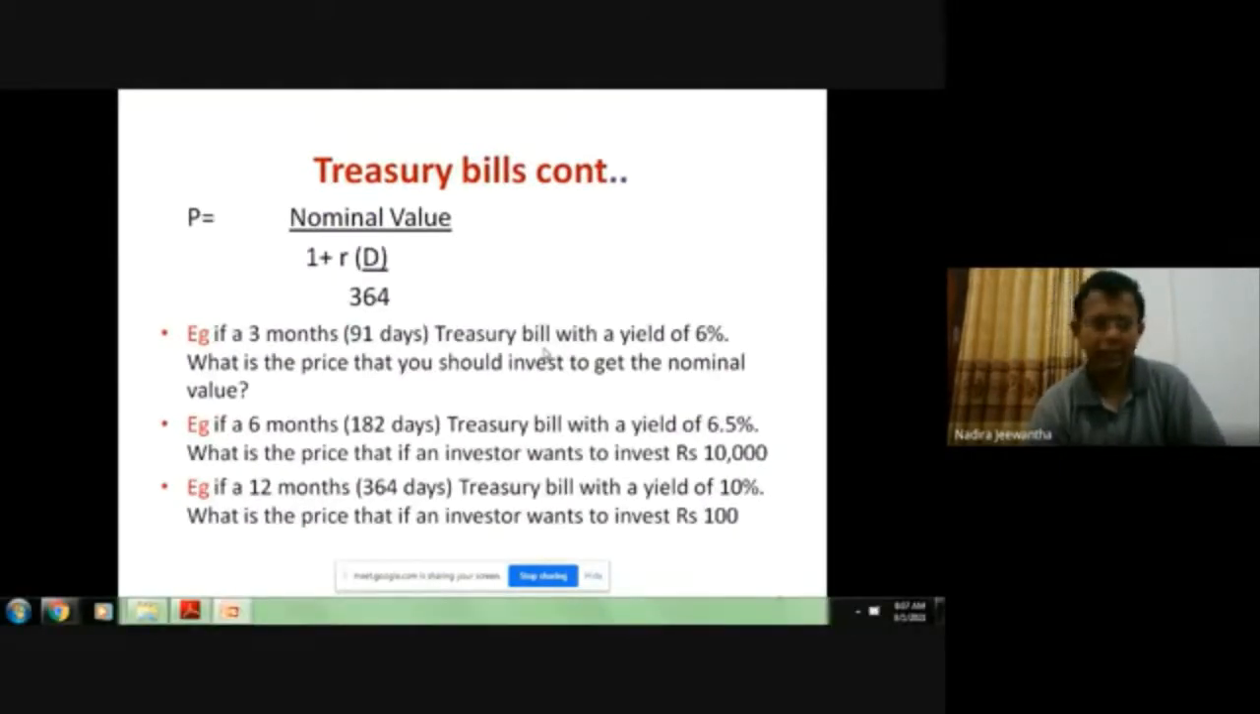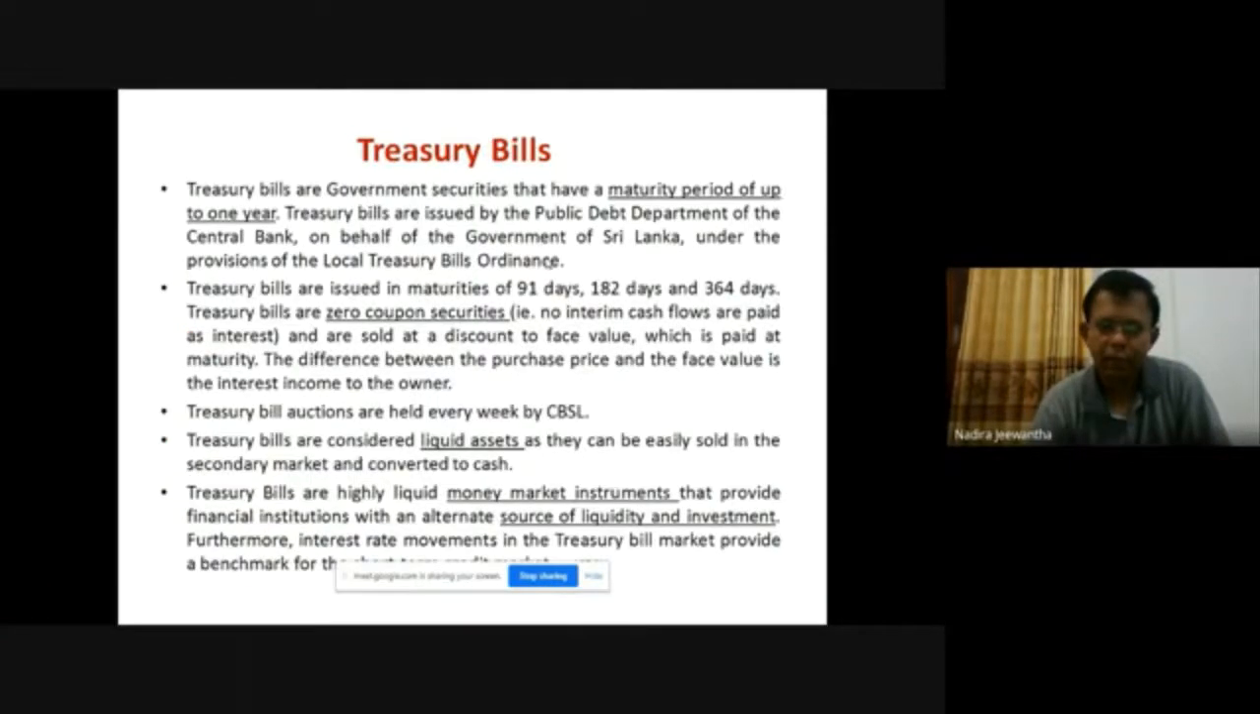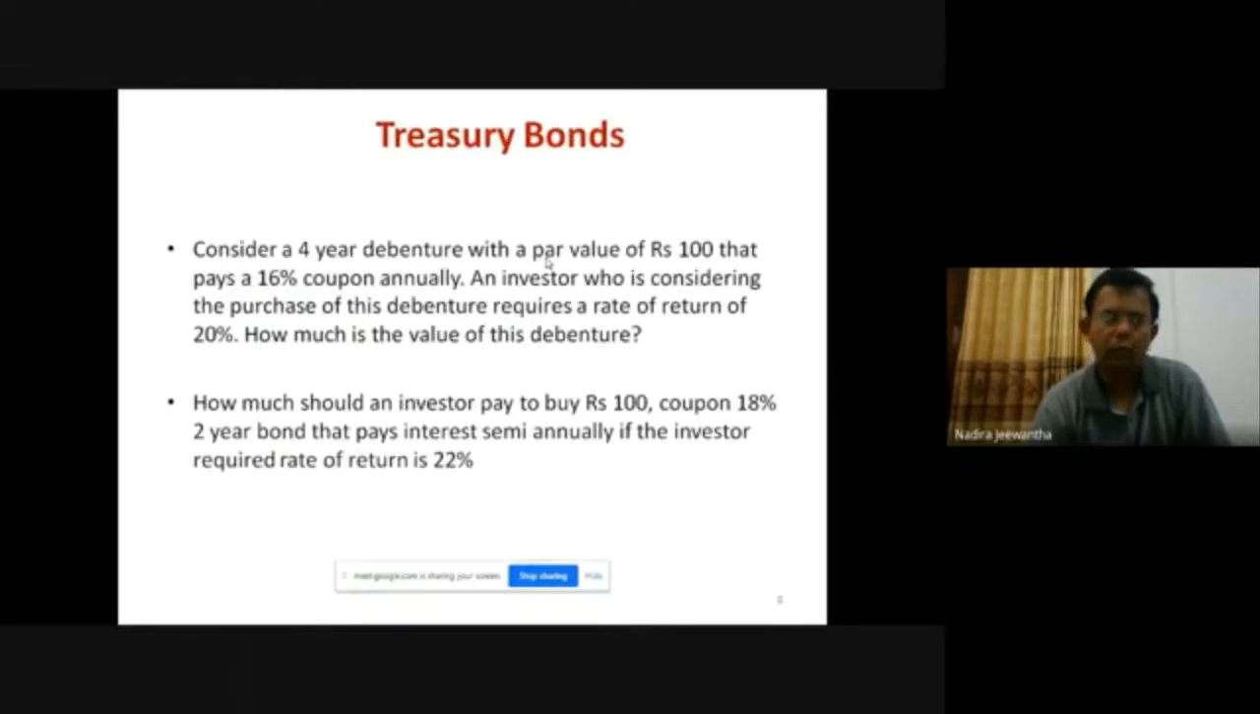We have discussed this pricing of treasury bills, which is straightforward, and also we have discussed a few of these questions, that is, treasury bond calculation. Basically, we are finding the pricing. How much do we have to invest in a particular instrument to buy it?